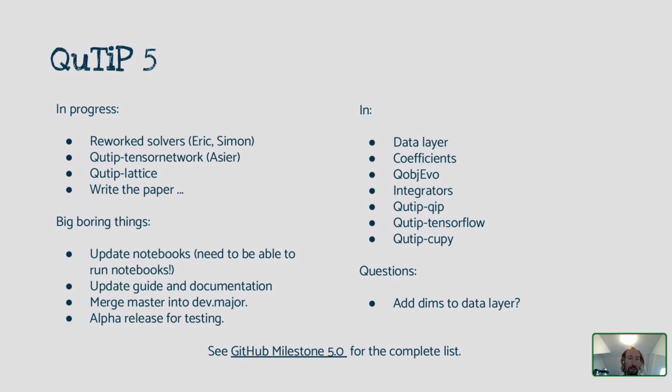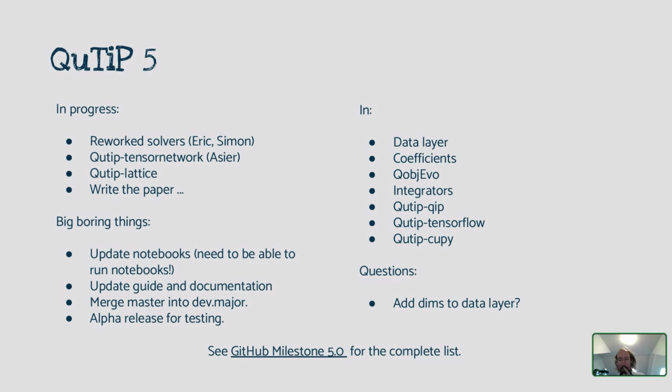We need to do a general guide and documentation update to make sure it all matches the new QuTiP 5 functionality. There's a big merge of QuTiP master into dev.major that's needed. So that's merging the QuTiP 4.7 changes into QuTiP 5. That's mostly to get documentation and continuous integration infrastructure merged into dev.major. And then we'll need to do an alpha release, and of course we need to write the QuTiP 5 paper.